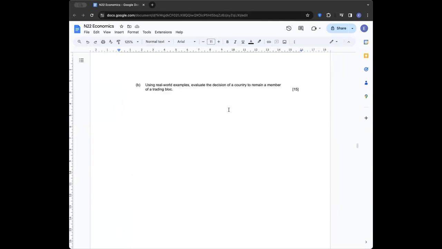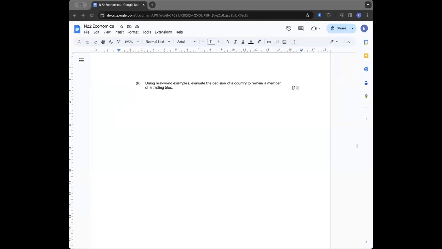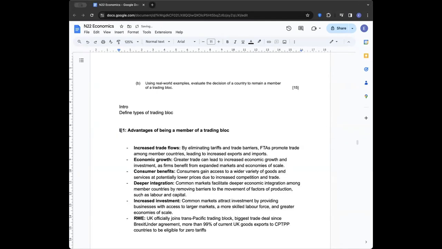B, using real-world examples, evaluate the decision of a country to remain a member of a trading bloc. I'm going to start with defining types of trading bloc. And first, I can analyze the advantages of being a member of a trading bloc.